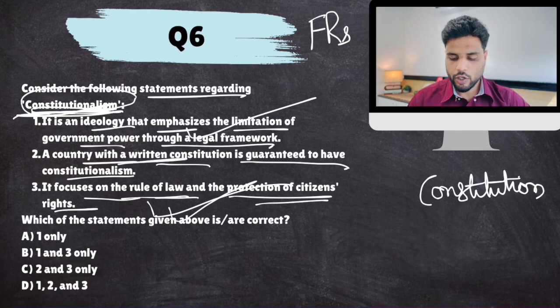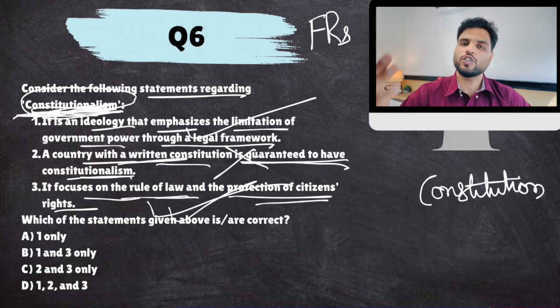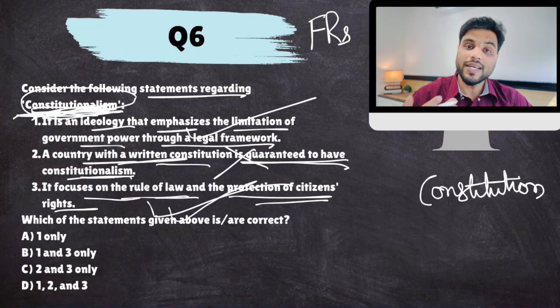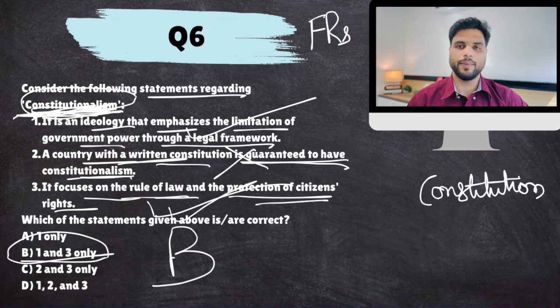A country with written constitution is guaranteed? No. Like I said, there are many written constitutions in the world, but their rulers do not follow its spirit. Okay, and there are absolute, monarchical, tyrannical governments all over the world which have constitutions, but they are tyrannical, so they don't have constitutionalism. There is a difference between constitutionalism and constitution. Constitution is just a written document. Constitutionalism is an ideology that needs to be practiced. Okay, so the answer would come out to be 1 and 3.